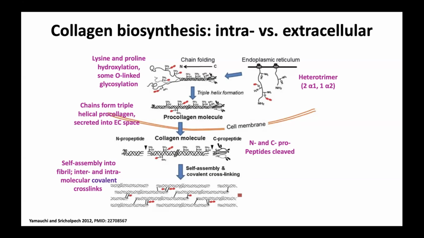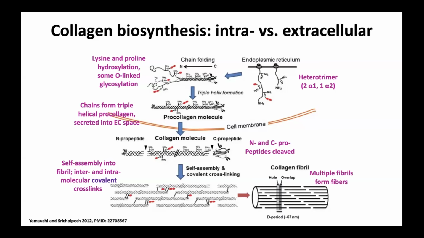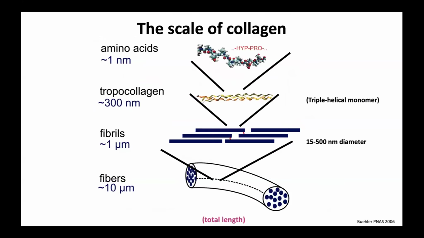Okay, but the point is, inside, you get the formation of the triple helix. Outside, the propeptide domains are cut off. You start to have assembly into fibrils with cross-linking. And then these fibrils, with further cross-linking, will form fibers, and these fibers can really be quite large. When you think of collagen, this is typically the structure that you see, and they form in a staggered way.